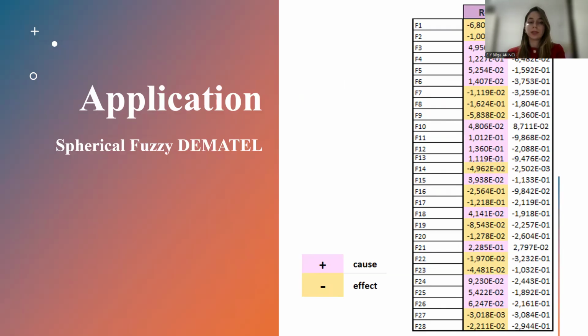These are the spherical fuzzy DEMATEL steps, and we can see the plus and minus here, so cause and effect we can see from this. This is effect, and the other is cause.